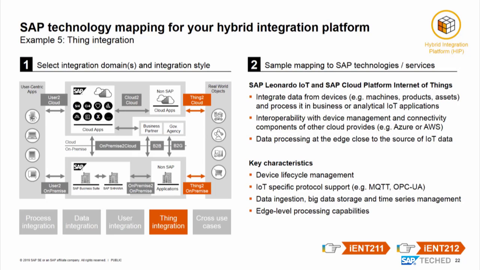And from an integration architecture perspective, so what are the key characteristics in these scenarios? So you have to take care about device lifecycle management if you are using multiple devices. You have to take care about specific IoT protocols like MQTT. So these are all dedicated capabilities and requirements. You have to take care about data ingestion, data storage. So if you have high frequent events coming in, you have to take care about also time series management. And of course, you might also have the need from an integration architecture perspective to have some capabilities on the edge, so that you have also some filtering capabilities, some aggregation capabilities on the edge level. So that's also covered in this portfolio.